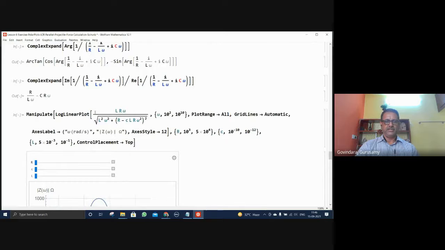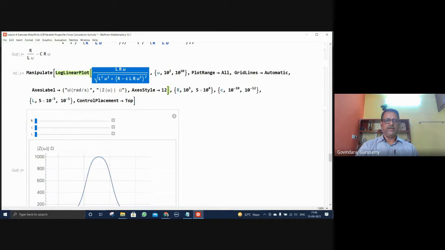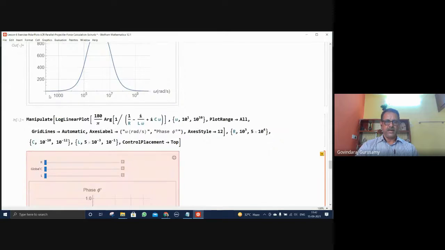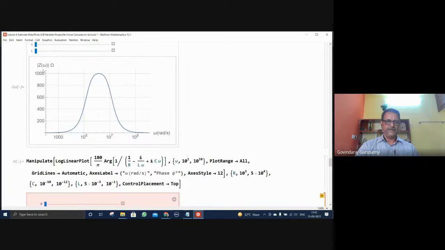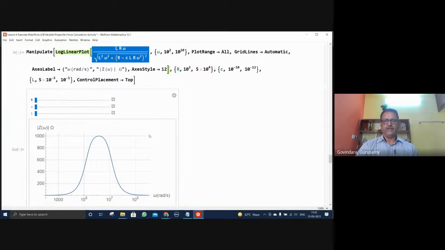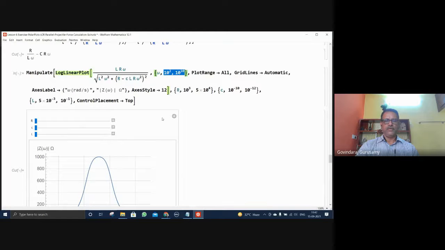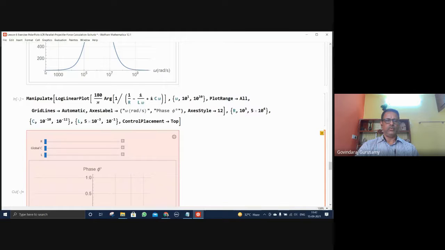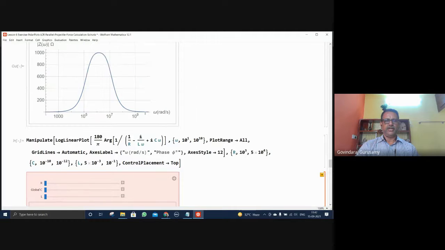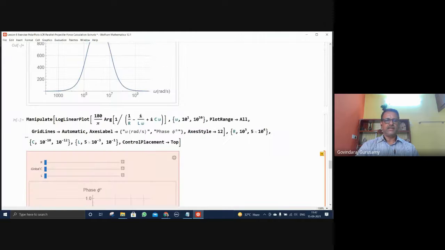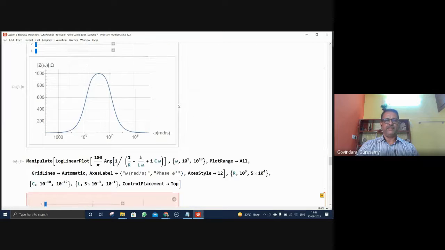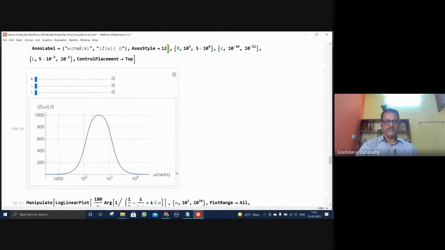So now I have taken this ABS value directly. Look at the log linear part. What does it mean? Log linear part means this is log and this is linear. This is linear scale, this is the log scale. You can see this omega in radians per second starts from 10 power 2 and goes up to 10 power 10. This is 10 power 2 to 10 power 10, that is the range. And how many orders? 8 orders of magnitude of scale variation, in which the response is seen.